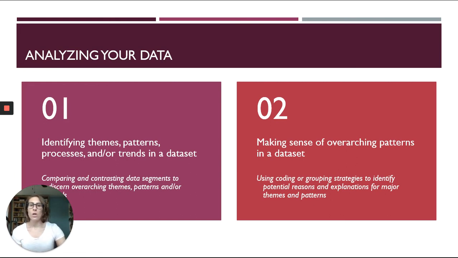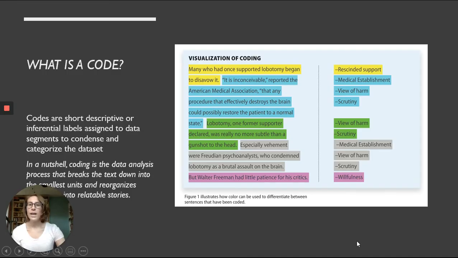The second goal with qualitative data analysis is trying to make sense of those overarching patterns that you found in your data set. So when we're doing this, we're using coding or grouping strategies to identify potential reasons and explanations for major themes and patterns. Basically, this is where we're coming up with our theories for why we think people said what they said. And coding is one way to make sense of your qualitative data.